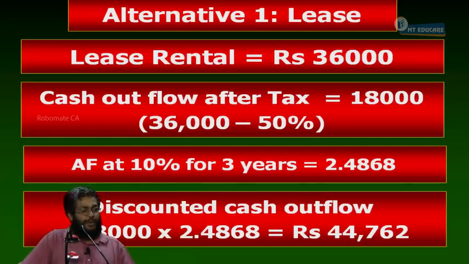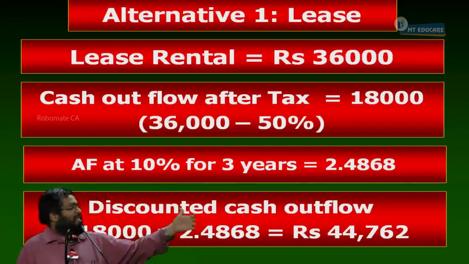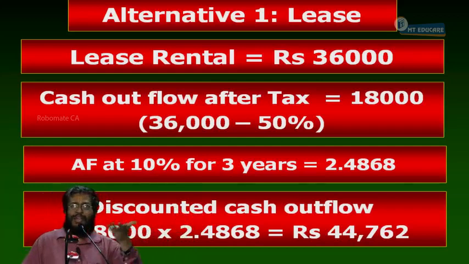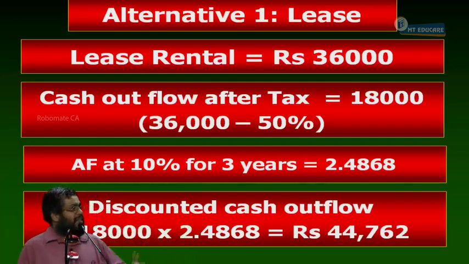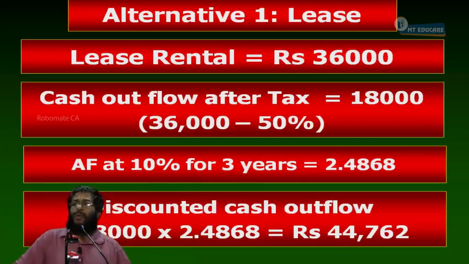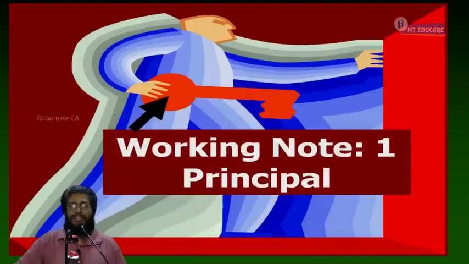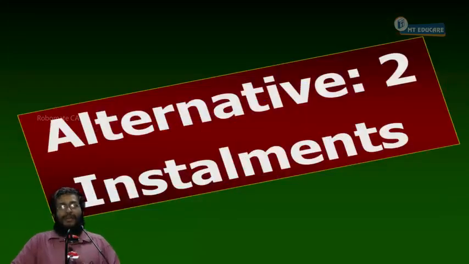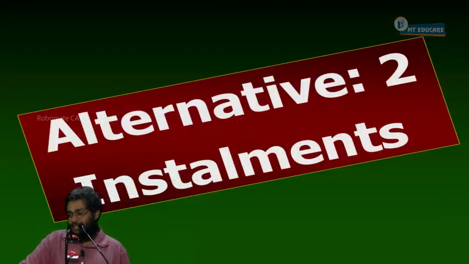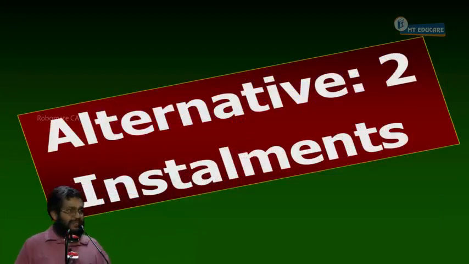Now tell me, if I go for lease option, what is the cost of financing the asset? 44,762. Am I right or not? This is the cost when you go for the lease option. Now, tell me, the alternative two is what? Installments, right? Alternative two, installments.